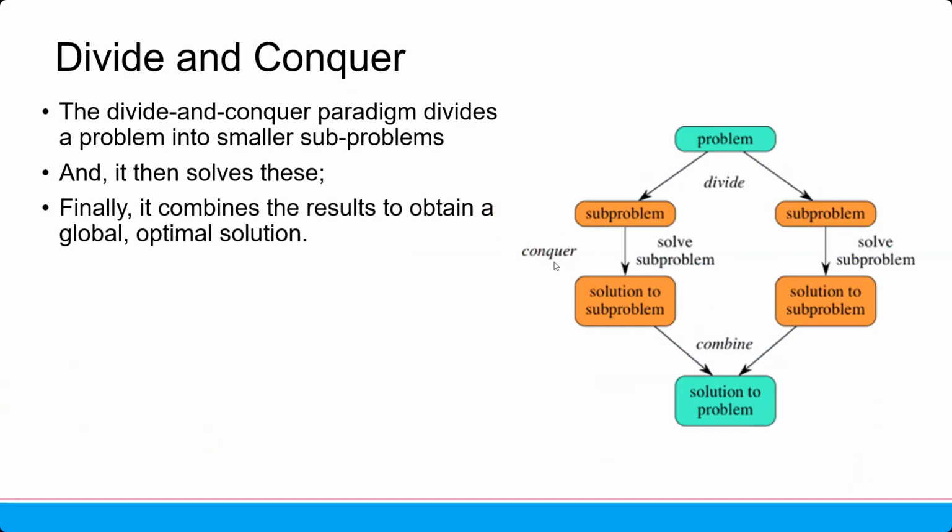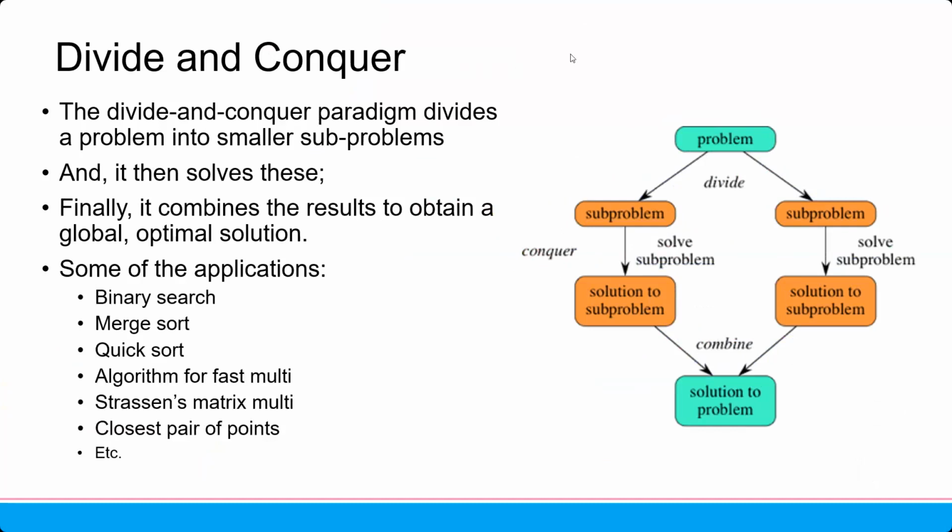The algorithms which use this kind of mechanism, we can see later: binary search, merge sort, quick sort, algorithms for fast multiplication, Strassen matrix multiplication, and so on.